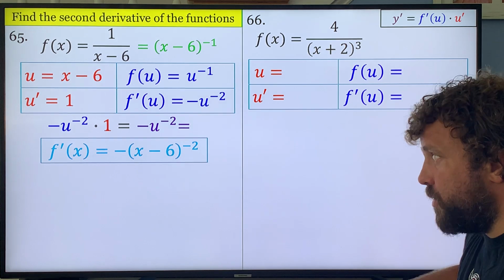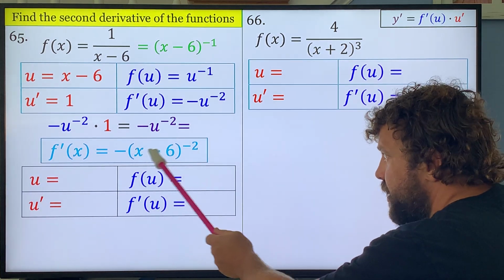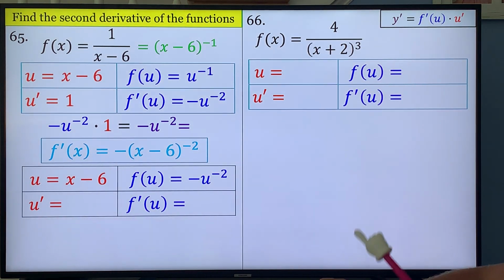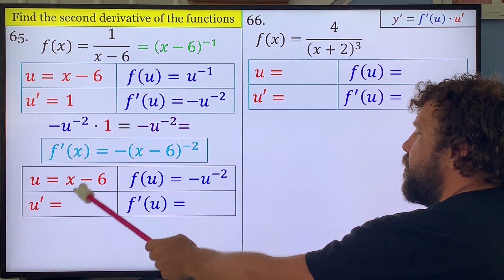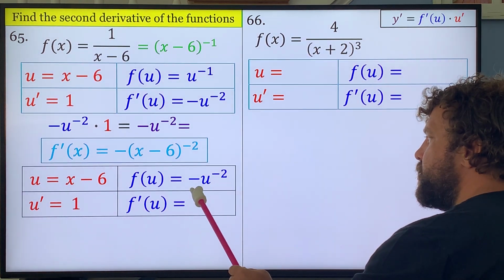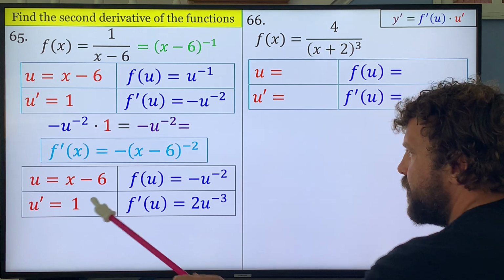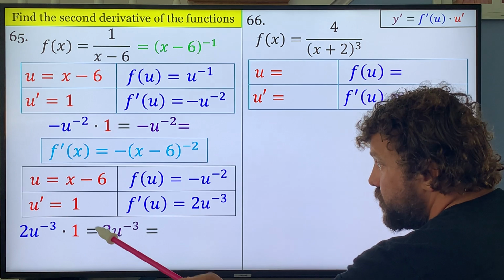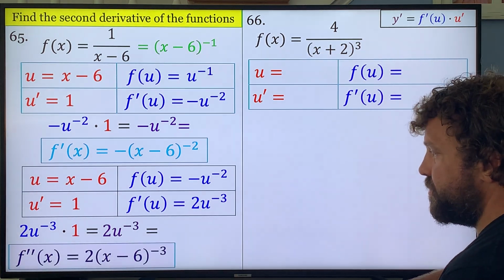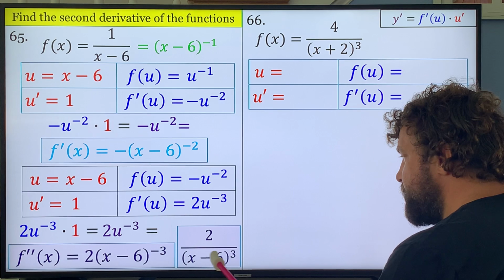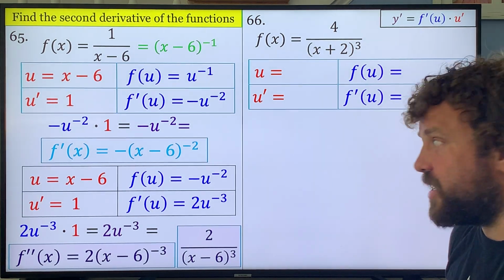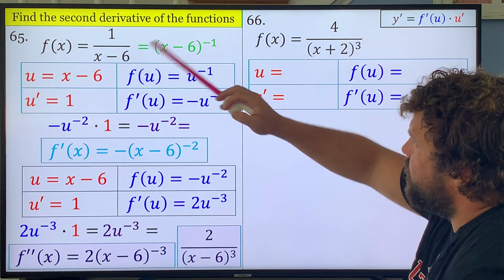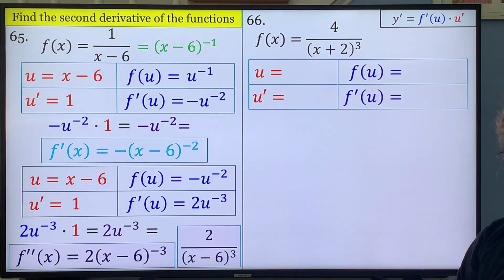Derivative 1. Derivative 2. u inside is x minus 6. f of u, negative u to the negative 2. 1, 2, u to the negative 3. 2u to the negative 3 times 1 is just 2u to the negative 3. Or 2 times x minus 6 to the negative 3. Or 2 over x minus 6 cubed. See that? It's actually not that bad to do. Told you. So you don't get mad. It's scary when you see stuff like this. 66.